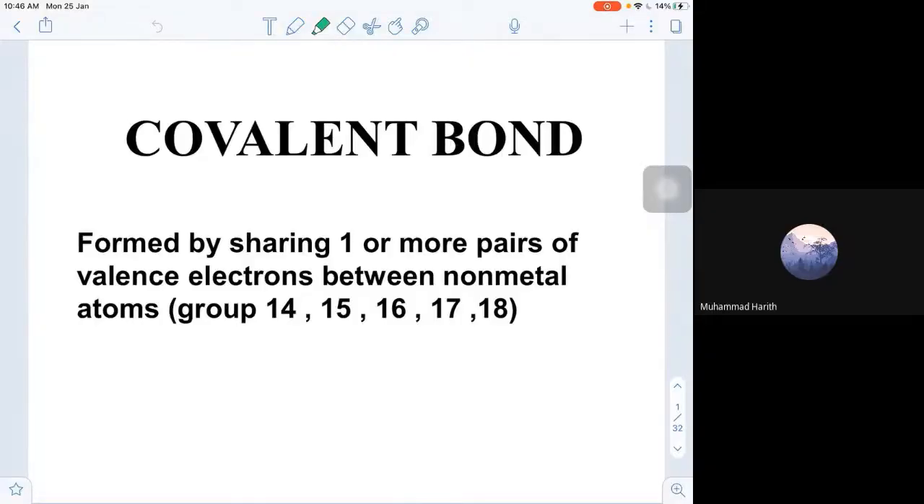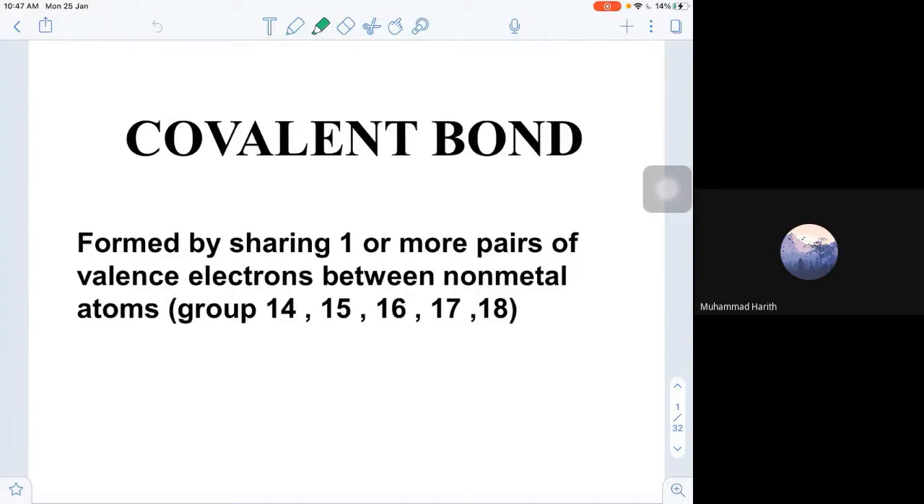Okay, let's move to the third type of chemical bond. The first one is the ionic bond. Refer to the video. Second is the metallic bond that we have discussed just now. So we have completed two types of chemical bond out of three altogether. So this is the last one.